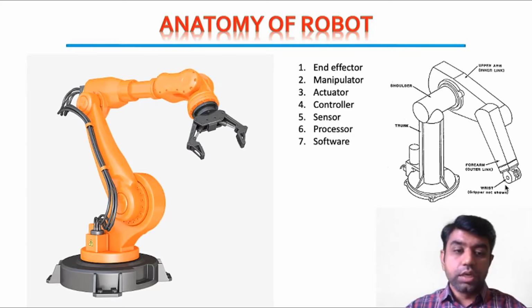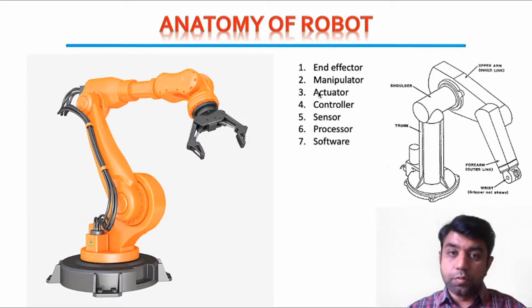Here, if you see in another view, we have this wrist on which we are mounting the end effector, which will be useful to grab the object. Right, in order to provide motion to this end effector, we are using these arms: upper arm, lower arm, forearm. That has been identified as a manipulator. In order to provide motion to this manipulator as well as to the end effector, we are using the actuator.